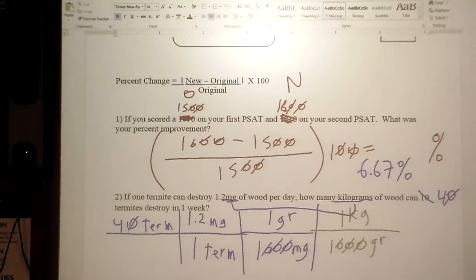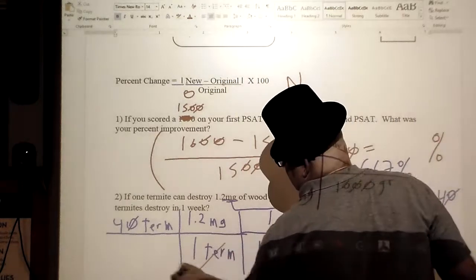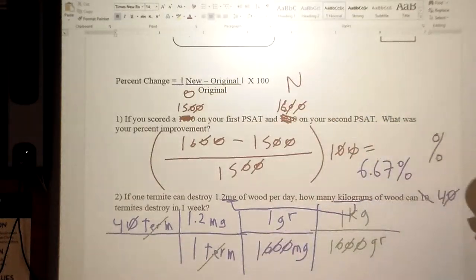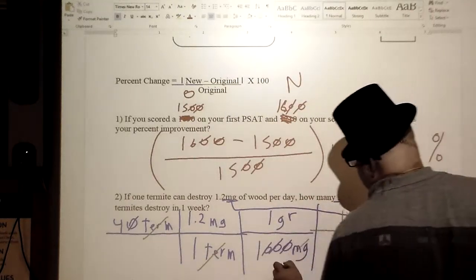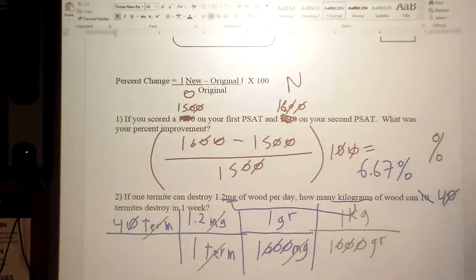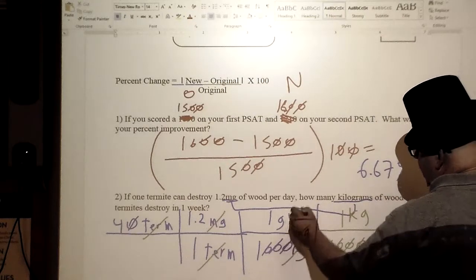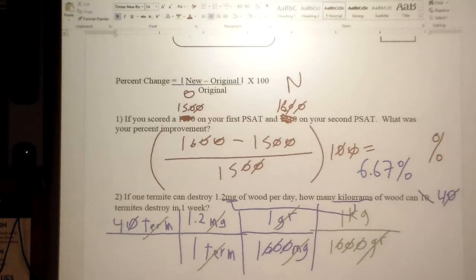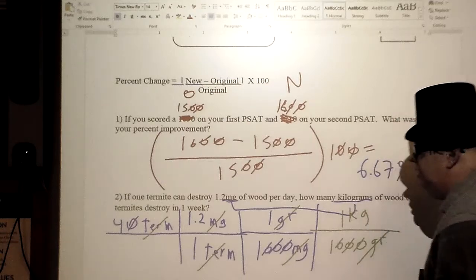Now, let's check this out and make sure that my units are working. My termites cancel out, right? Because anything over itself is one. Milligrams cancel out, because again, anything over itself is one. Grams nicely cancel out, so that's going to make it easy for us. Now we can punch this in our calculator.